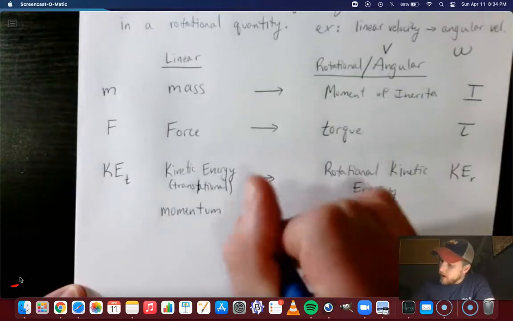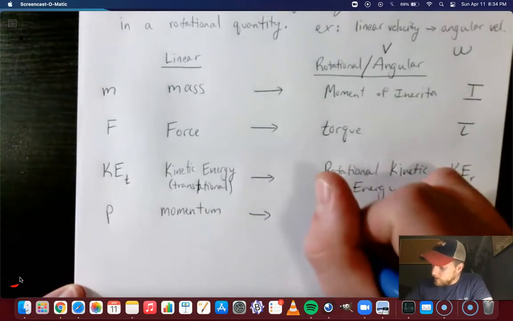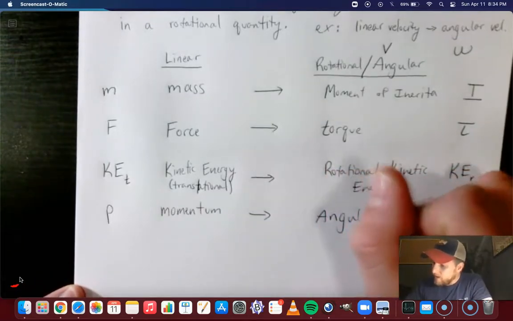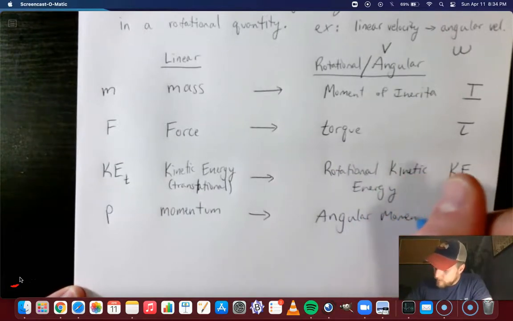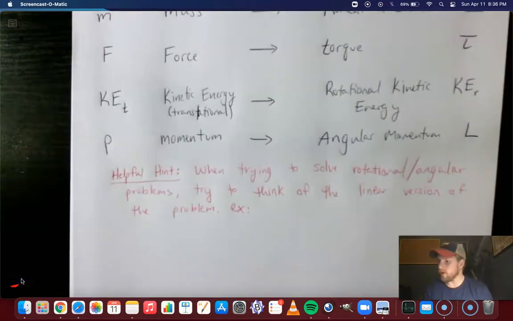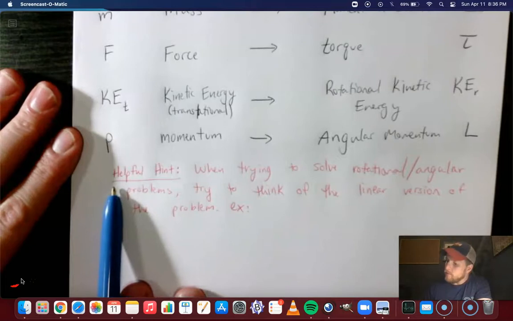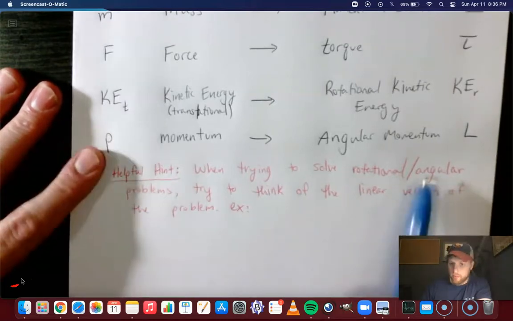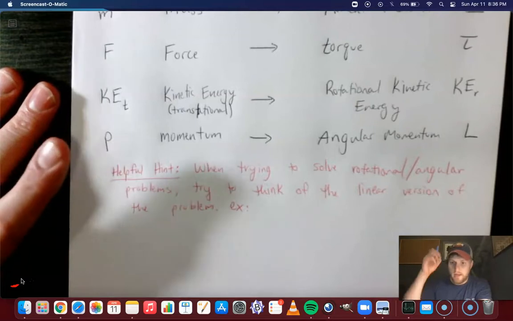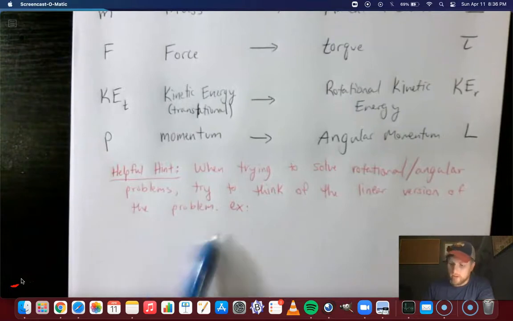And then finally, we had momentum, which, if you recall, we used the letter lowercase p. In this new world, we've got something that we like to call angular momentum. So for angular momentum, we use the capital letter L to represent it. In this video, we're going to be mainly talking about the moment of inertia, and I want to give you a helpful hint before we jump in. When you're trying to solve rotational or angular problems, the easiest way to wrap your mind around it, especially since this is so new, is to try to think of the linear version of that problem.